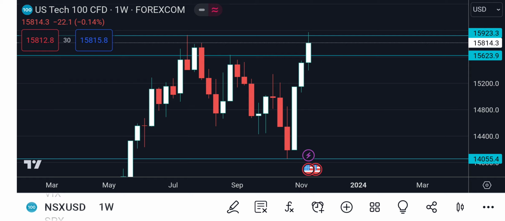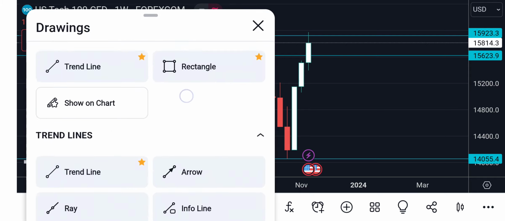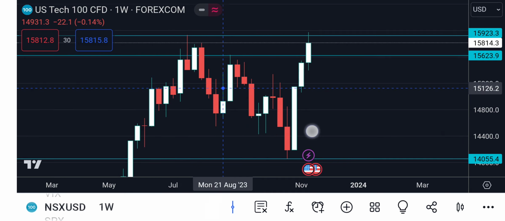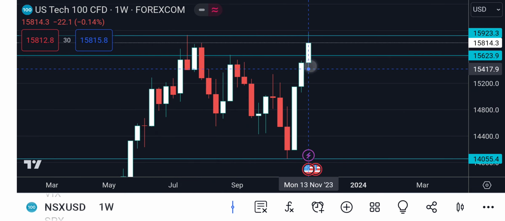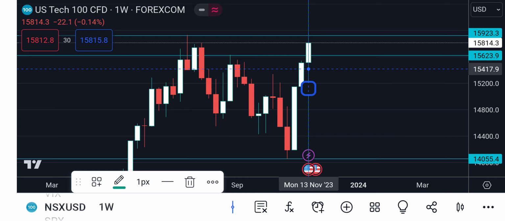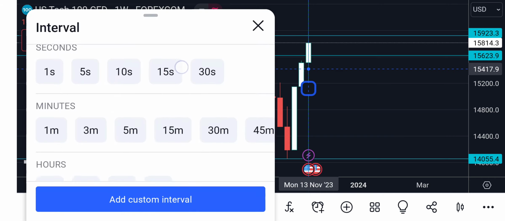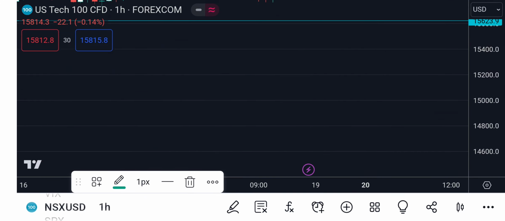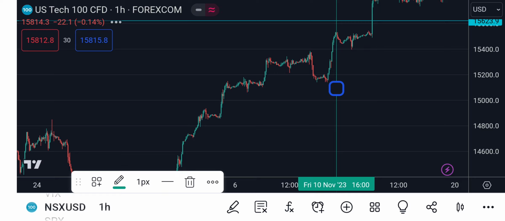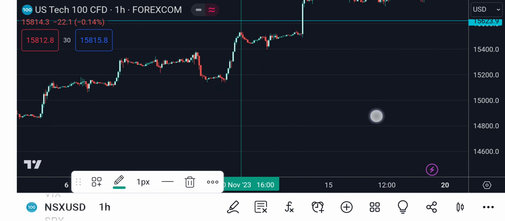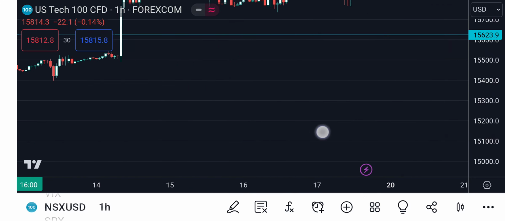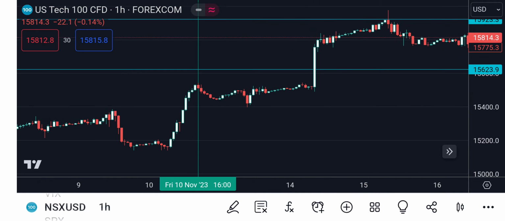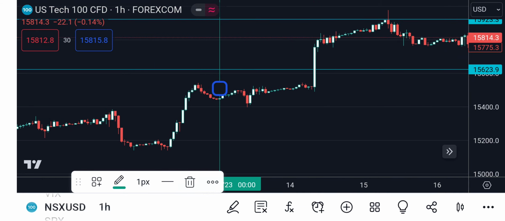I'm also going to put a vertical line here on this weekly candle that I was talking about. And then after doing that, I'm going to go inside the weekly, to the hourly time frame, the 1 hour time frame, and see where the day has started. I'm going to move this line to 12 o'clock, 000.